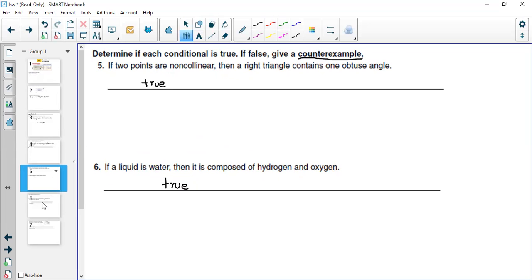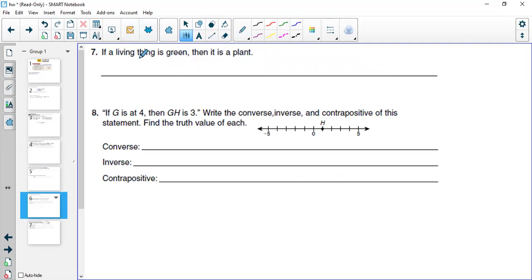Okay, so the next one here. If a living thing is green, then it is a plant. So do you think every living thing which is green is a plant? No, it's not. It's false. Why is it false? Because if it's false, you need to give a counter example. Now this is the example I am giving because that's what comes to my mind. We could say a frog is a living thing and it's green. So we can give this counter example.